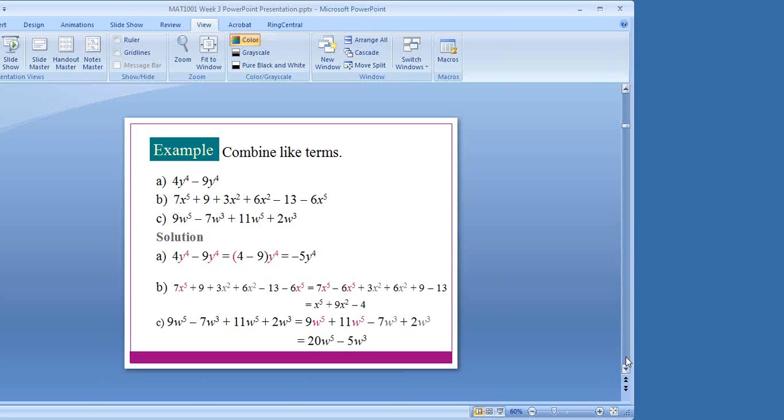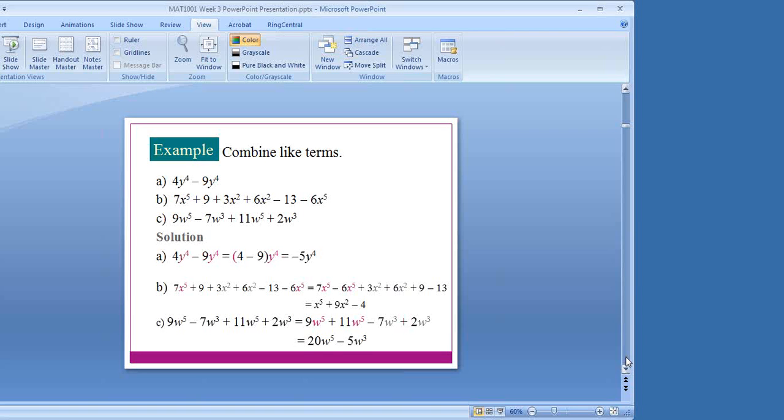So for example, A, I can go ahead and do 4 minus 9 and get negative 5, and it would be negative 5y to the 4th. So when you're combining like terms, which is the same thing as addition and subtraction, remember that what you are doing is keeping the variable and the exponent, okay? Once you've established they're like, then you can go ahead and add or subtract the coefficients.